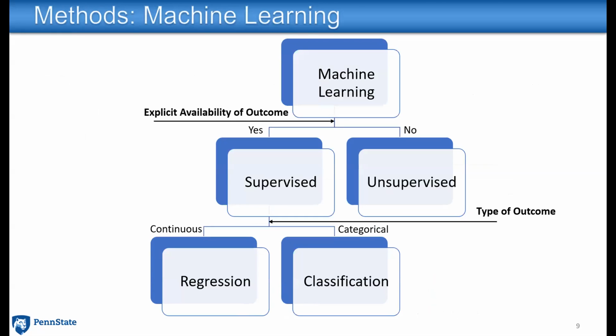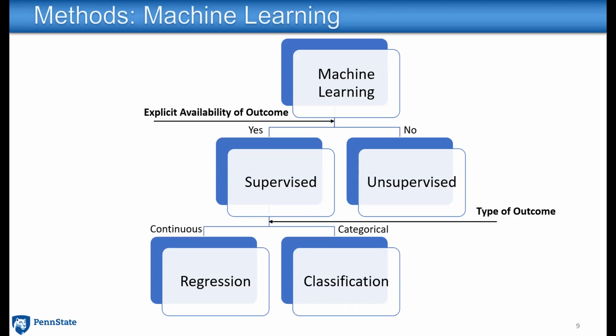So again, going back, what is machine learning? Machine learning is learning about data without explicitly programming. So depending upon whether you have explicit availability of outcome or not, your methods can be classified as supervised learning or unsupervised learning.